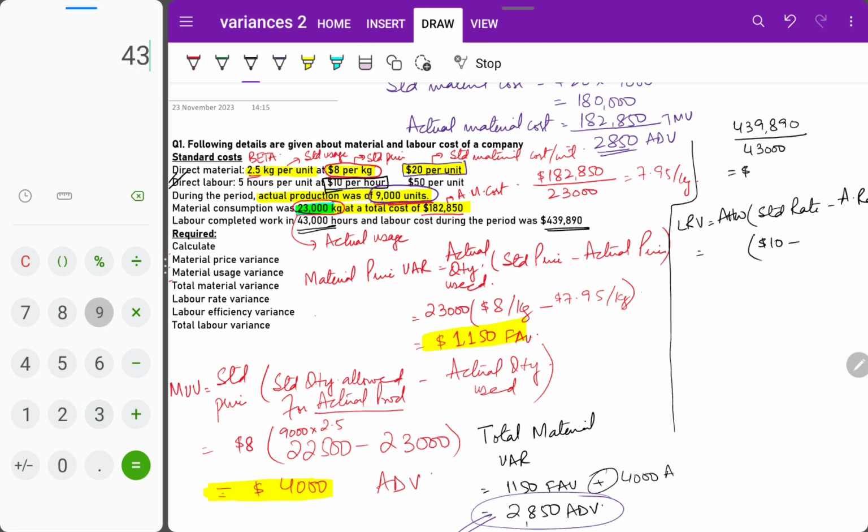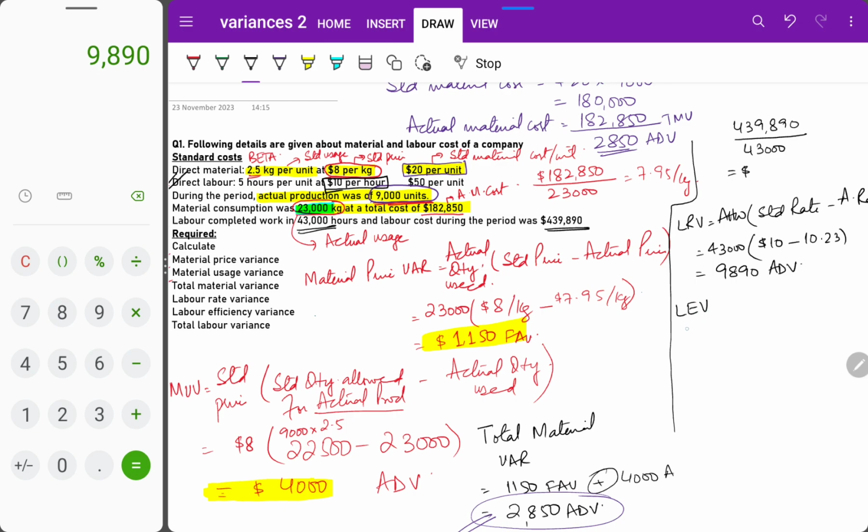439,890 divided by 43,000, you will get 10.23. So we overpaid labor by $0.23 per hour. And how many hours did labor actually work? 43,000 hours. So the difference between the rates, multiplied by 43,000, gives 9,890 adverse.